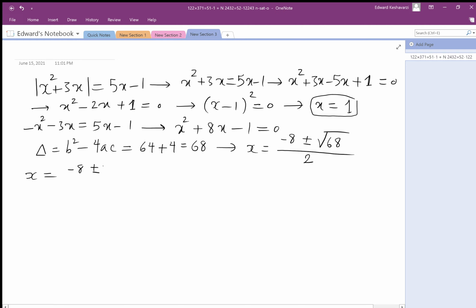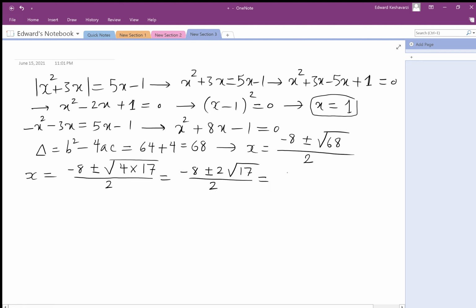68 can be written as 4 times 17. 4 is a perfect square. This is why I take it out. So it becomes 2 square root of 17 over 2. And finally, the answers in the simplest form would be -4 plus or minus square root of 17.